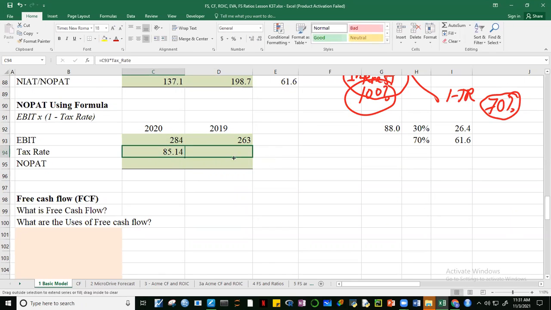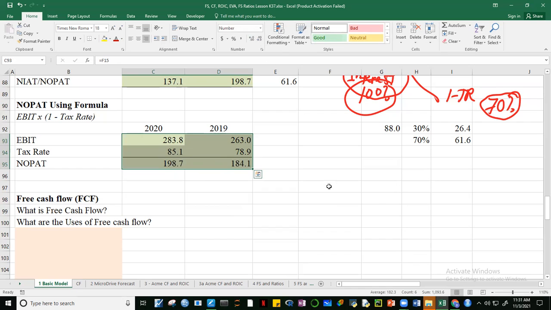And we can copy that to the right. Therefore, our NOPAT is simply the difference between your EBIT minus the tax rate. And then let's format there, just to be consistent with the formatting.